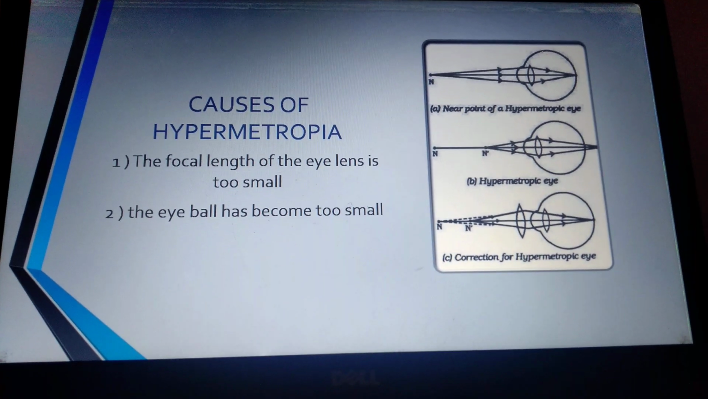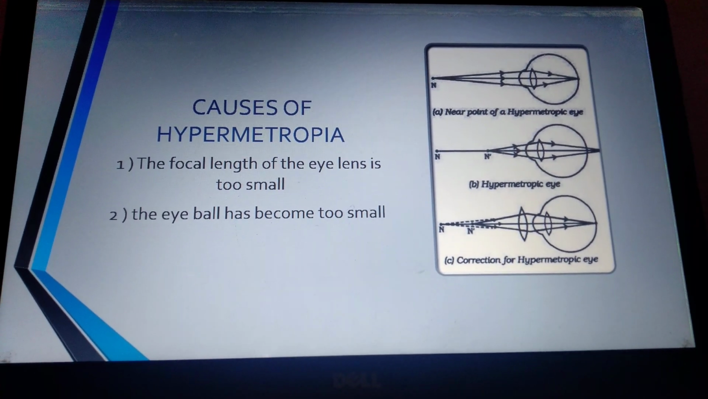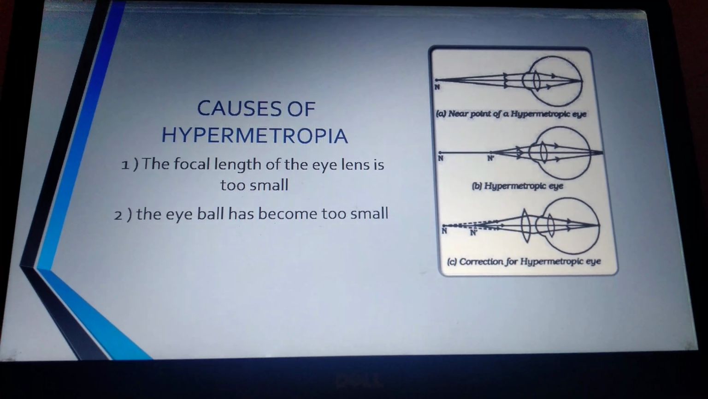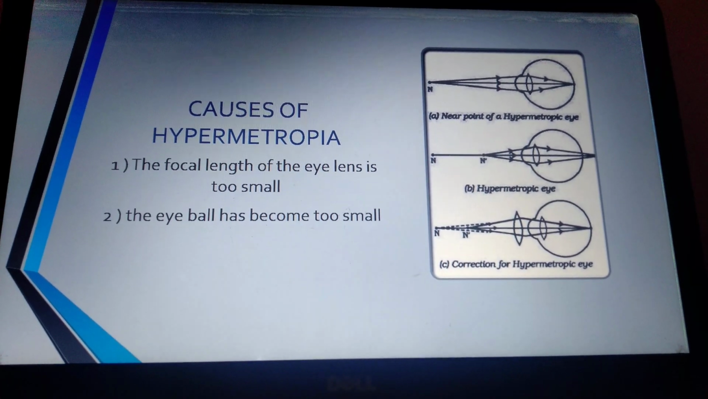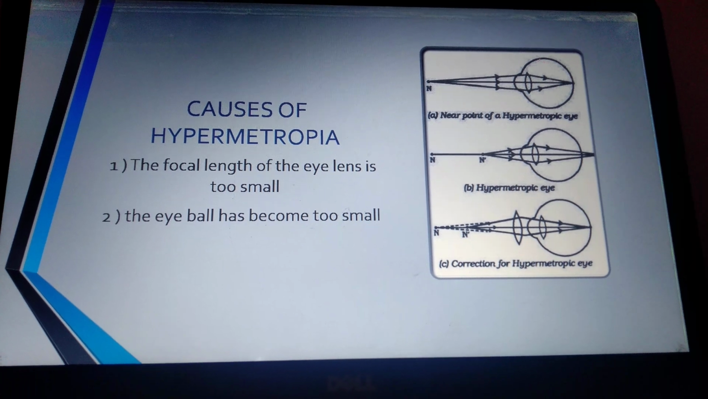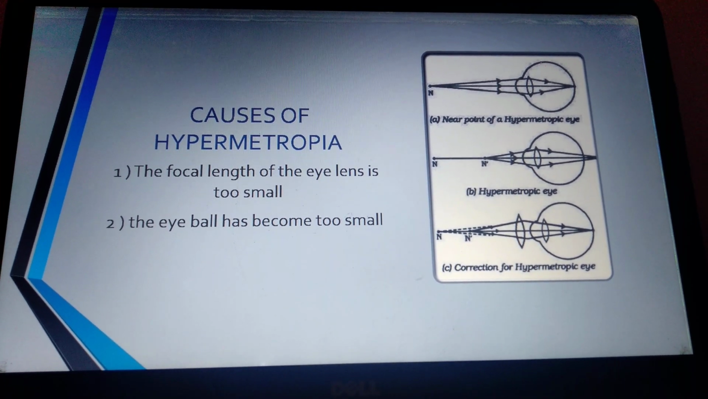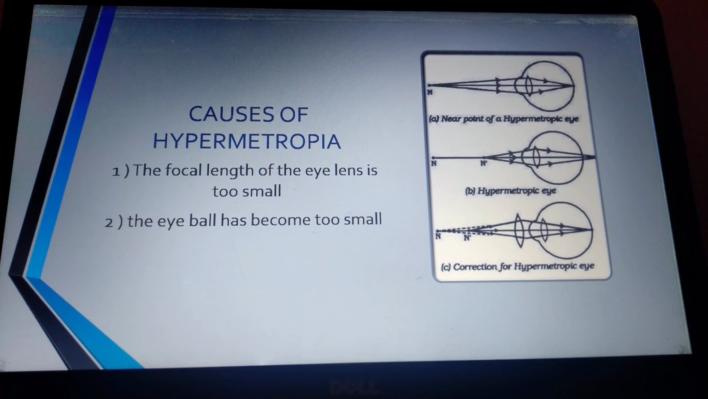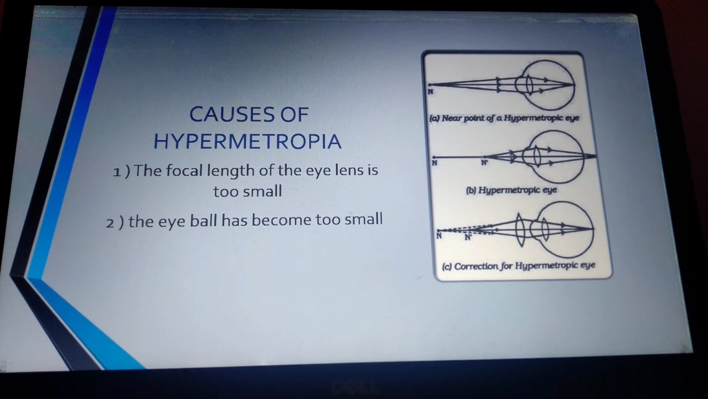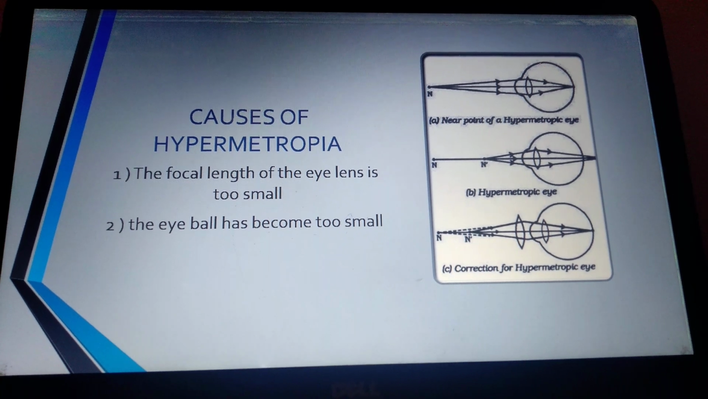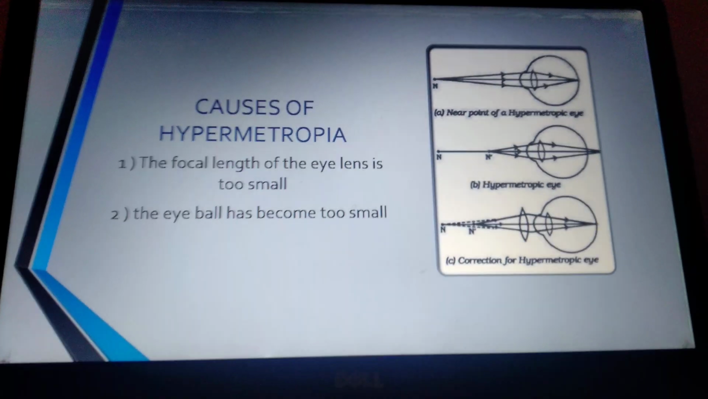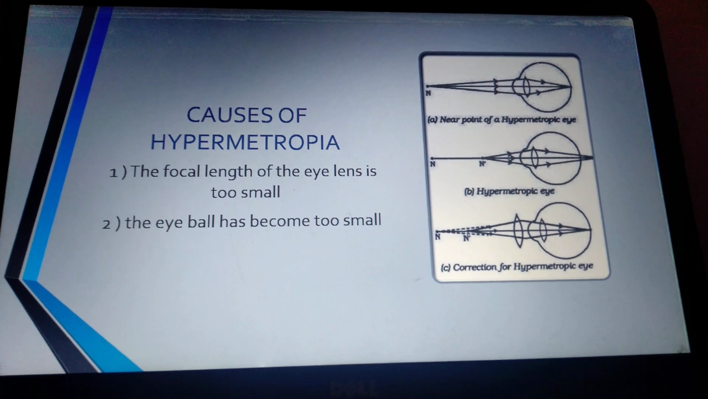The next one is that the eyeball has become too small. In the before case of myopia, the eyeball is too elongated. It is for that reason that the image is formed in front of the retina. But in this case, the eyeball is too small, so the image is being formed behind the retina. So these are the two causes. The first is that the focal length of the eyelens is too small, and the next is that the eyeball has become too small.